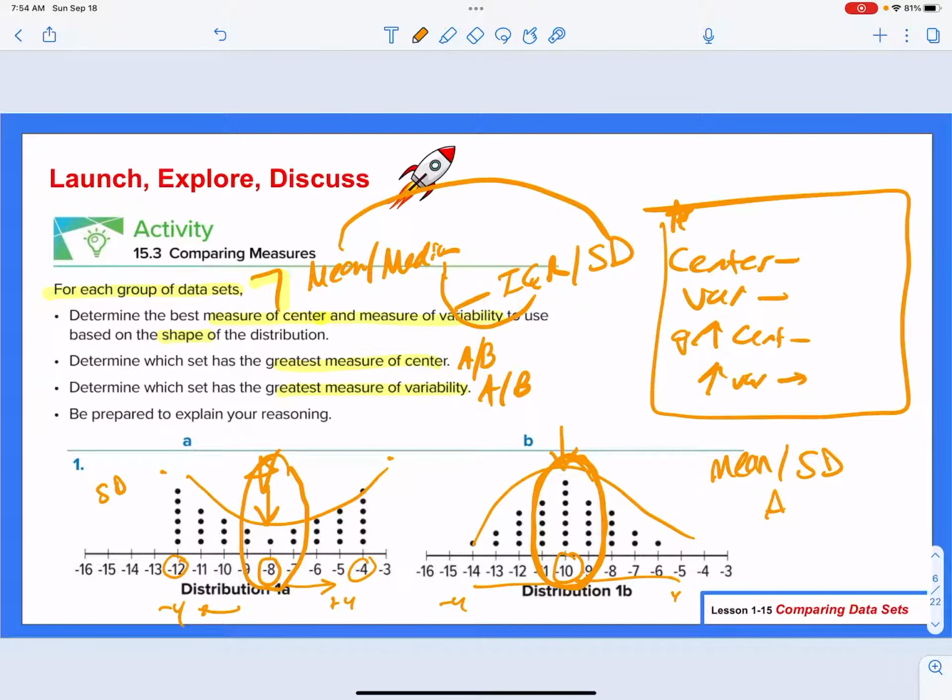Okay, so the mean for 1A is going to be greater, and the standard deviation is also greater since the data points are further away. This is going to have a small standard deviation because things are closer to the mean. This is going to have a greater standard deviation. So for this first one, we would say, let's use the mean and standard deviation because things are very symmetrical. And then A has the greatest mean, and it also has the greatest standard deviation because values are further away from the mean than in B. Okay, so that's what we're talking through. So I did a lot of talking there.